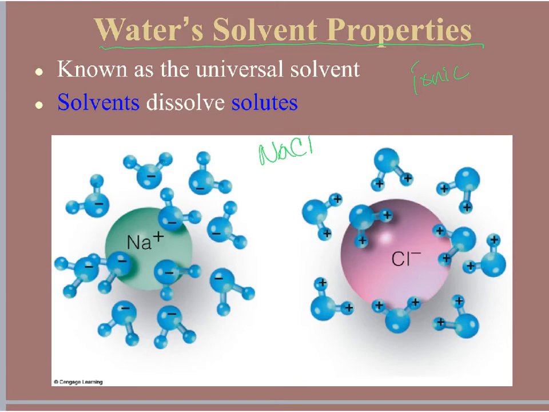And that's because the negative side of the water molecule really kind of gets in between the sodium and the chlorine. And so that negative side of the water really is attracted to the positive side of sodium. And the positive side of water really is attracted to the negative side of chlorine. So you get what's called dissociation. So water dissociates or pulls apart or separates or wedges itself in between ionic compounds.